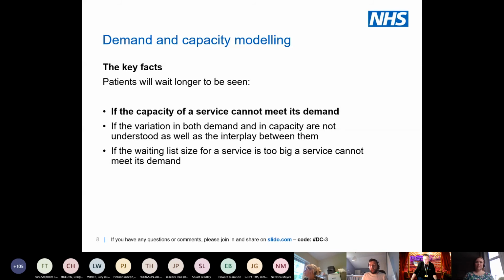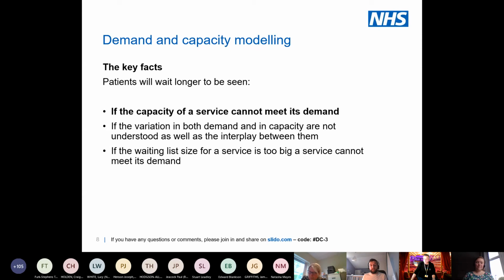So having said that, let's get started with some of the principles of demand and capacity modelling. What we've got here are some key facts that have been tried and tested, of why we expect patients to wait longer to be seen than they should. There are 3 things here. Patients will wait longer to be seen if the capacity of a service cannot meet its demand. That's fairly straightforward, I think. If you don't have enough supply, then it's going to be very hard to meet your demand. Patients will wait longer to be seen if the variation in both demand and capacity are not understood, as well as the interplay between them.